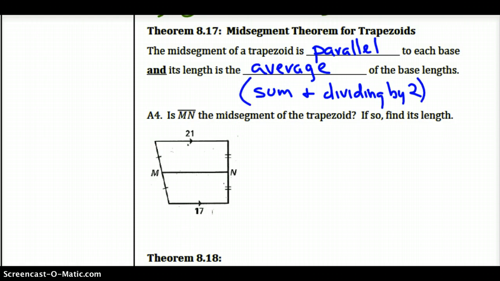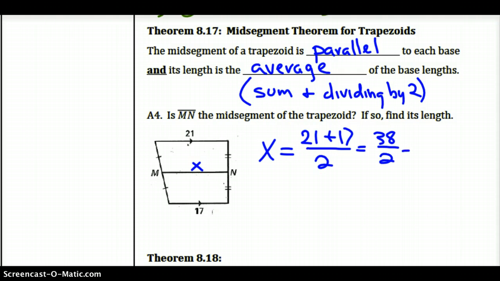So in this case here, perfect example, I'm looking for this thing here, we can call it x. I can go ahead and say x equals 21 plus 17, those are the 2 bases, divided by 2. 38 divided by 2 is 19. And it's also parallel.